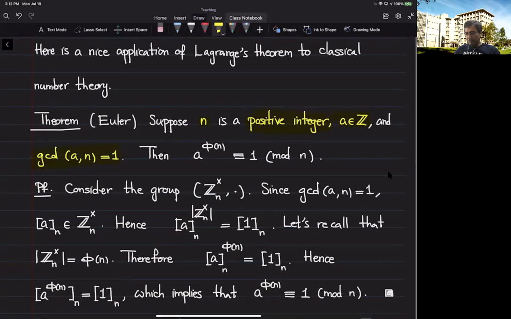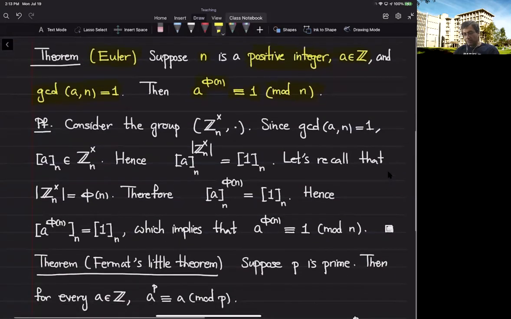Then, if I raise a to the power of the Euler phi function of n, this is definitely congruent to 1 mod n. This is Euler's theorem. This is why, in fact, this function is called Euler's phi function. Okay, let's see why this is the case.